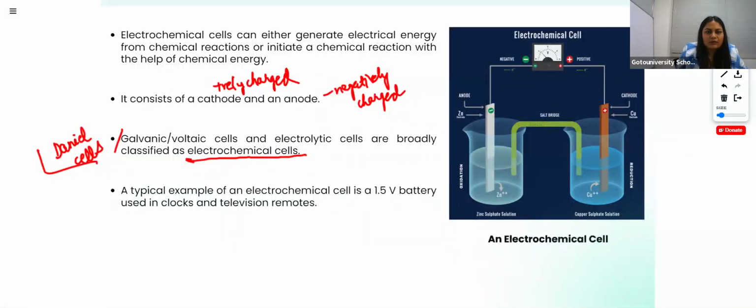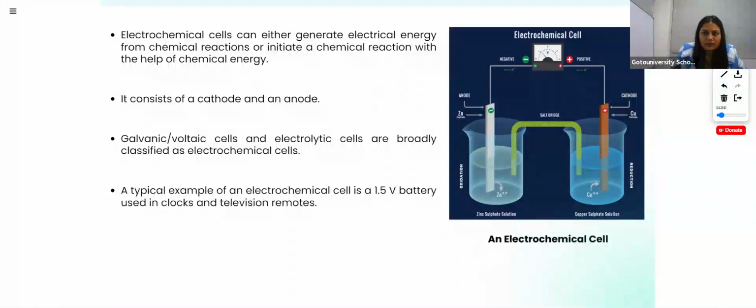taking place. Okay. A typical example of an electrochemical cell is the 1.5 volt battery that is used in clocks and television remotes. Okay. Batteries are also an example of electrochemical cells. Okay, there are various types of electrochemical cells that we see in our daily lives.